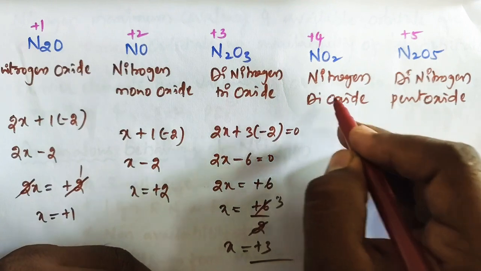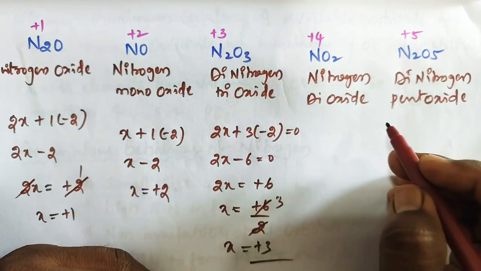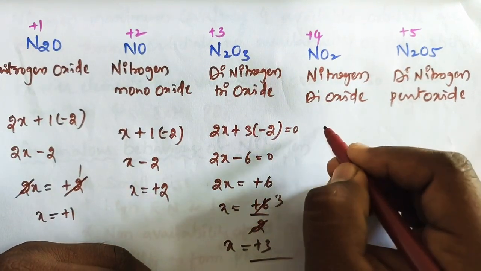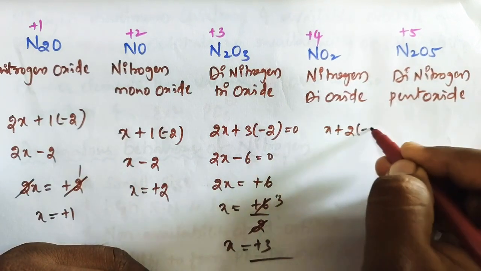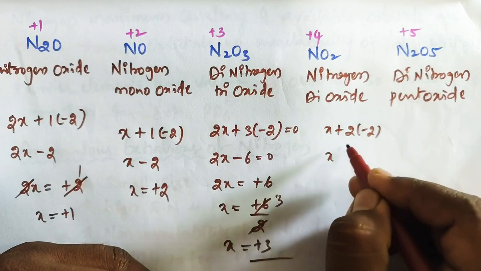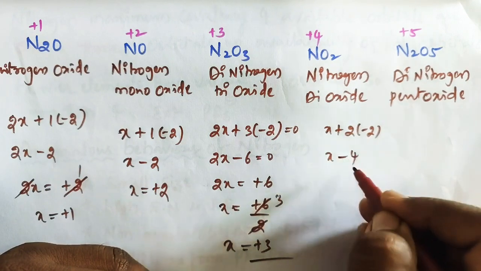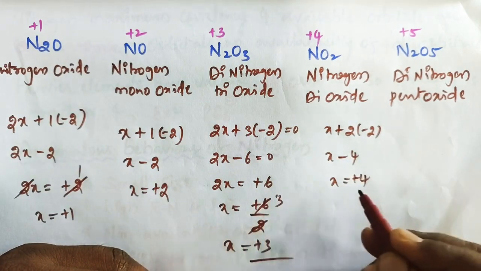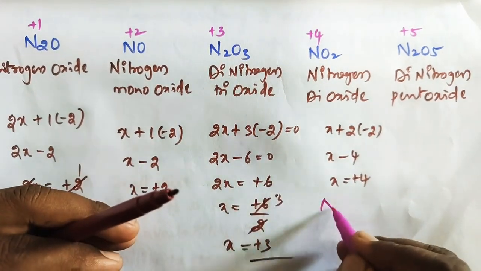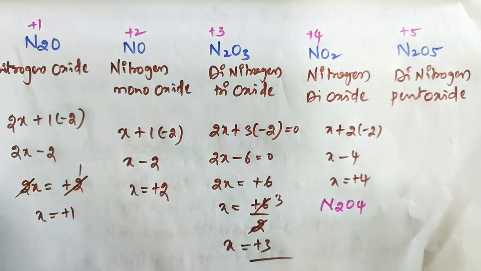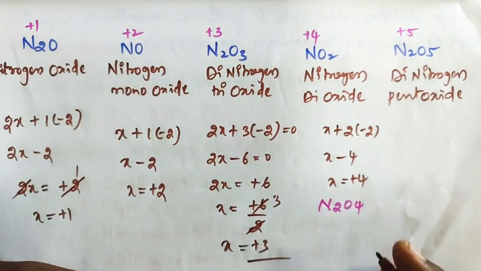Here NO2, nitrogen dioxide, the oxidation state is plus 4. In this, nitrogen is x plus 2 oxygen atoms, 2 into minus 2, so x minus 4 = 0, x = plus 4. The oxidation state of NO2 is plus 4, and also we take N2O4. In this also, nitrogen has the oxidation state plus 4.